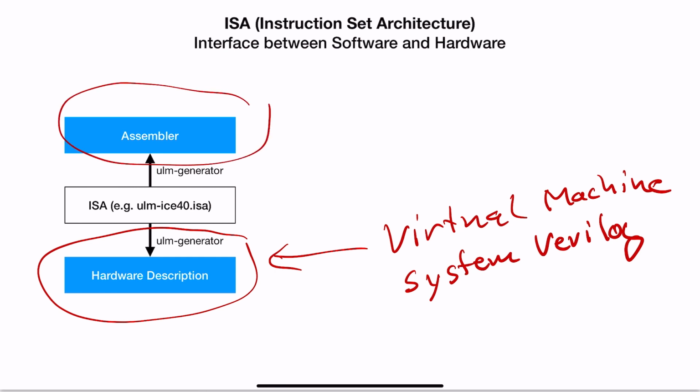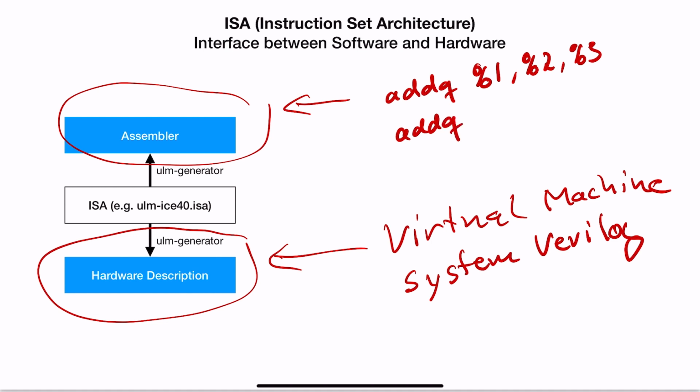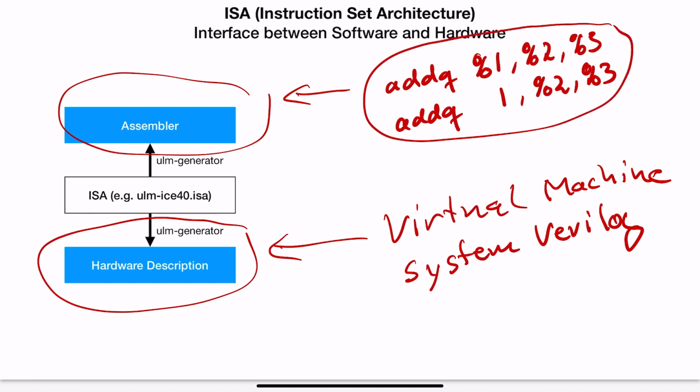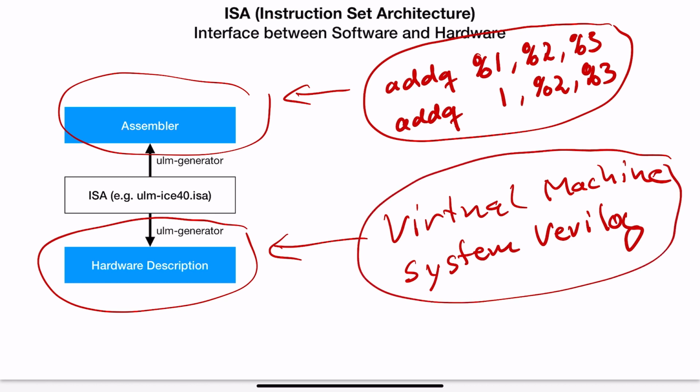You also created an assembler where you could use, for example, instructions in some symbolic representation. For example, this addq, which was adding register 1 with register 2 and storing the result in register 3. Or addq, which was adding the immediate value 1 to register 2 and storing the result in register 3. And then the assembler can generate from this assembly notation some machine code, which then can run on this hardware. Whether it's actually hardware or a virtual machine doesn't matter.